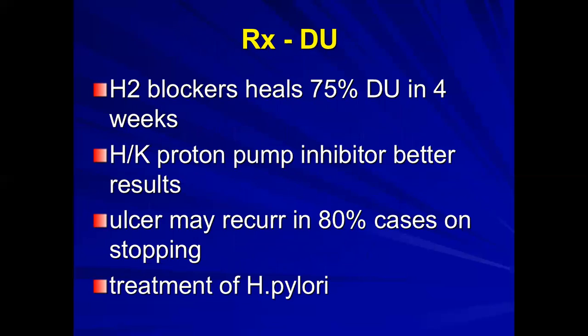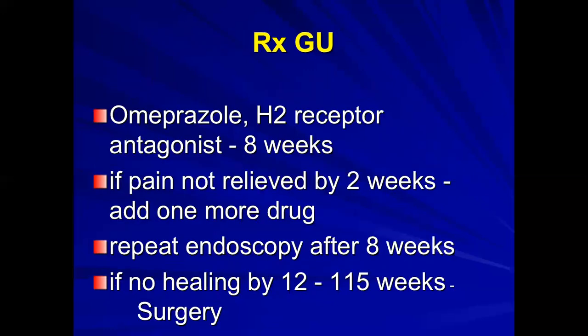Duodenal ulcer, H2 receptor blockers heal 75% of duodenal ulcers in 4 weeks, but we are not giving H2 blockers nowadays for the treatment of duodenal ulcers. PPI is better, it has better results. So when you have a drug available in the market which has superior results, then go for that drug. Ulcer may recur in 80% of cases on stopping treatment without H. pylori eradication. So in gastric ulcer, you have to give omeprazole or H2 receptor antagonist for at least 8 weeks. If pain is not relieved by 2 weeks, add one more drug.